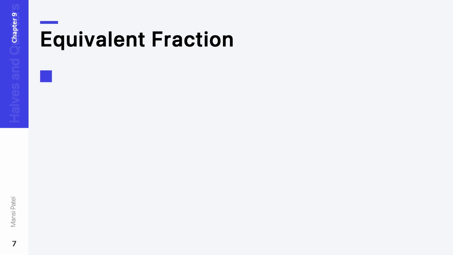Here your number is 6 upon 7. You have to find out the equivalent fraction of 6 upon 7. So first, multiply by 2 in the numerator as well as in the denominator. 6 2s are 12, 7 2s are 14. So 12 upon 14 is the equivalent fraction of 6 upon 7.